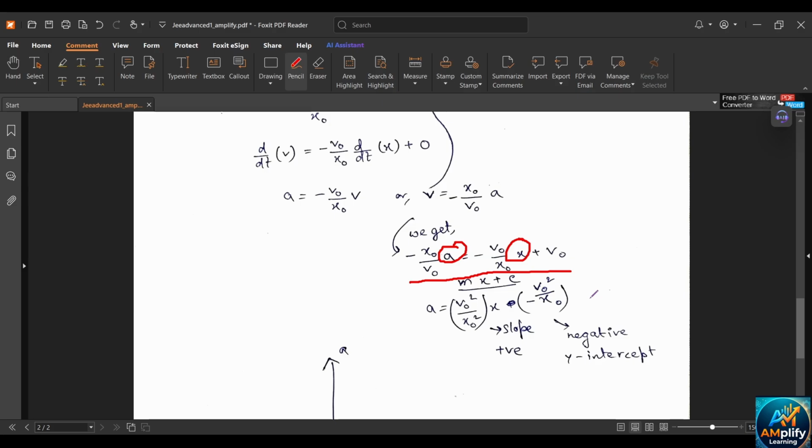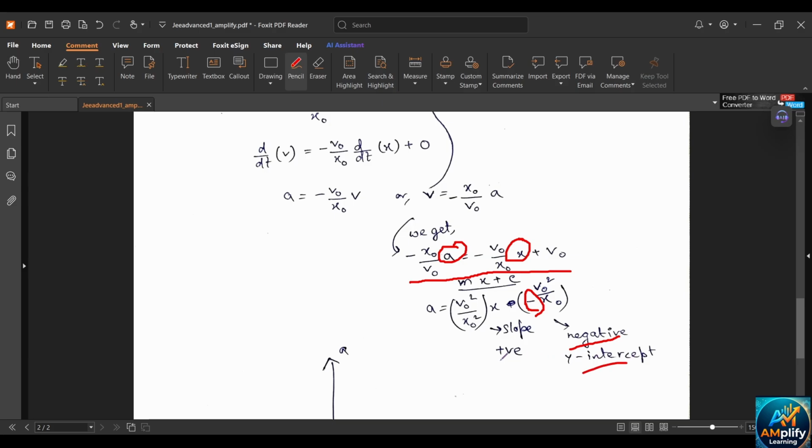So we multiply it by minus v0 by x0. So what will we get? We get a equal to, this minus will cancel out, we get v0 square in the numerator, x0 square in the denominator, and when we multiply v0 by this, v0 cancels out and we get minus x0. So in this format, y equal to mx plus c. Here c is the y-intercept, so minus x0 is the y-intercept. Now minus x0 will be negative, so we get a negative y-intercept.